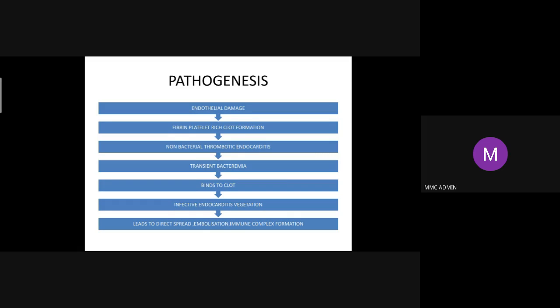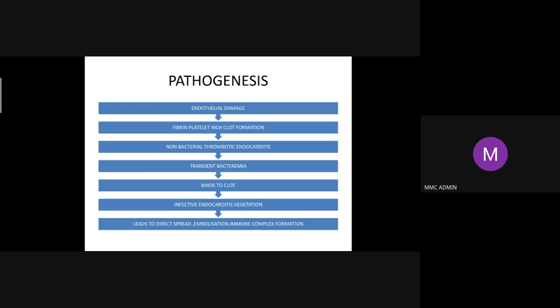The pathogenesis mainly occurs due to injury of the endocardium, thereby forming a fibrin-rich platelet deposit. It leads to non-bacterial thrombotic endocarditis. After this stage, if the patient undergoes any dental procedure or any surgical procedure, bacteria enter the body and bind to the clot, thereby forming a vegetation. The formation of the vegetation is the most important step.